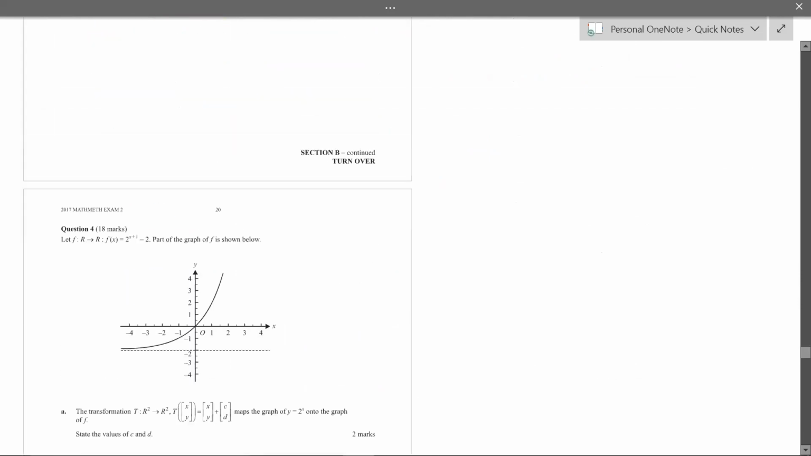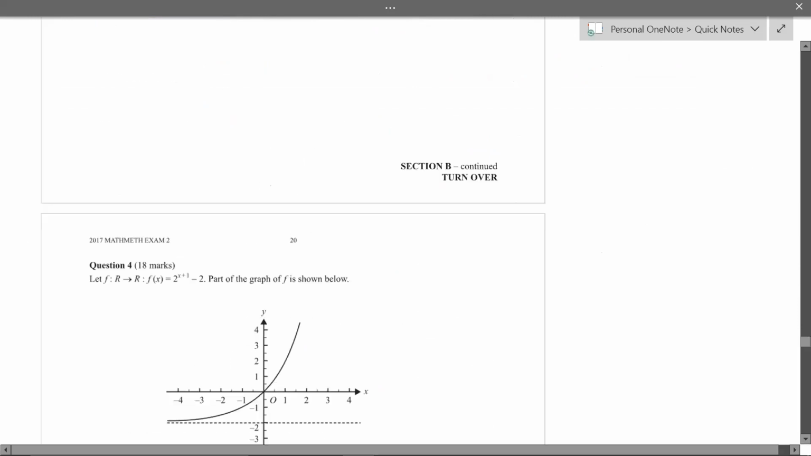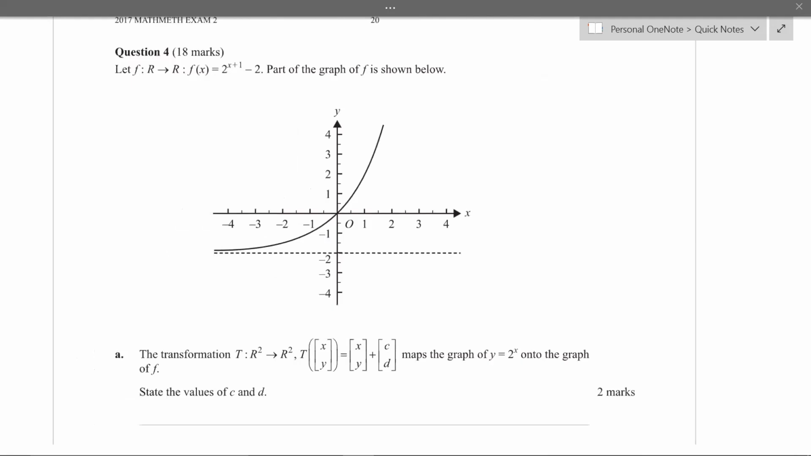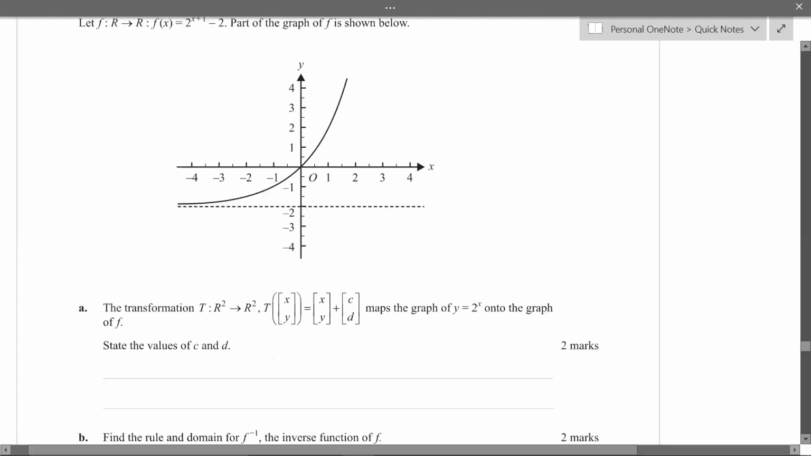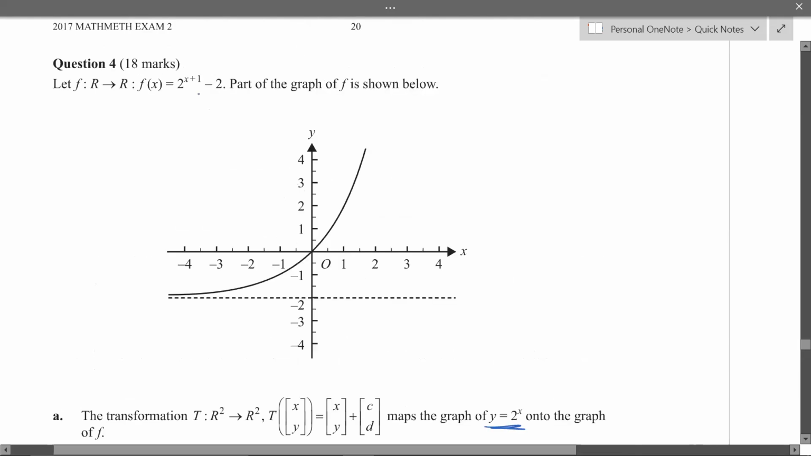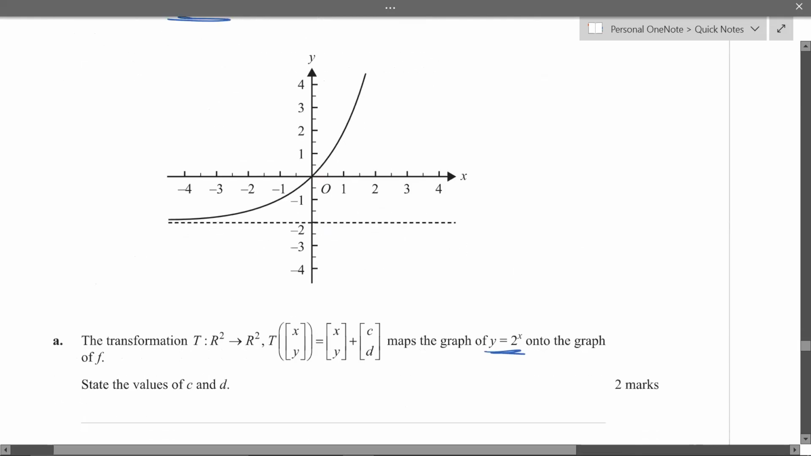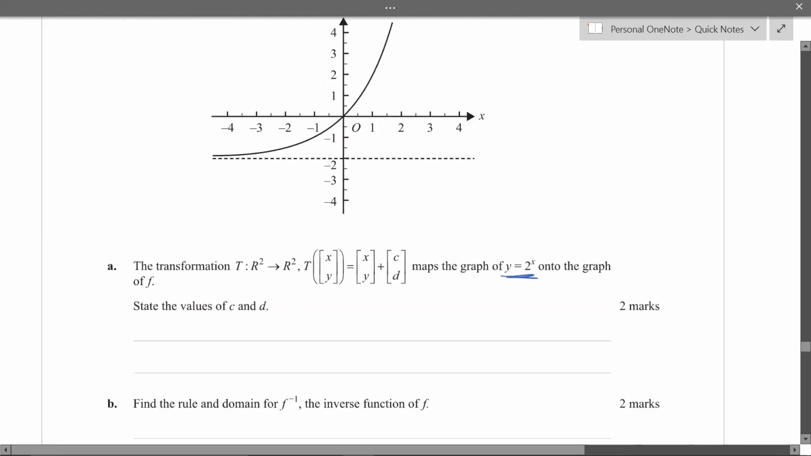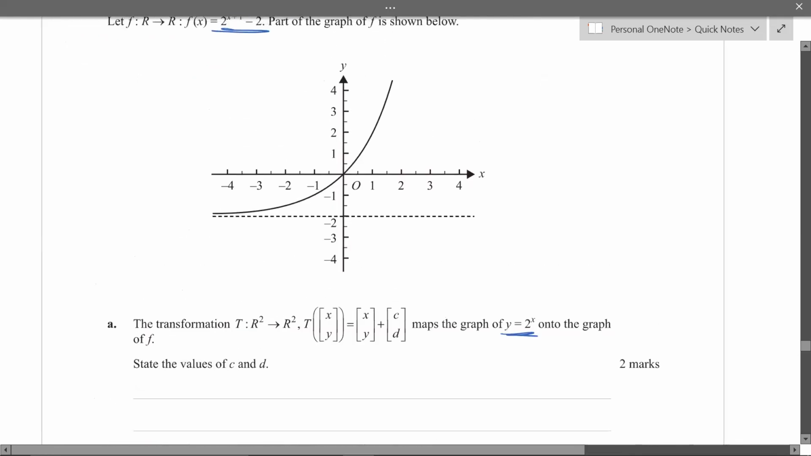Question 4 started out pretty good and then it ended really badly. But this is a functions type question. So the first part is just saying there's a matrix and it goes from 2^x to f(x). So f(x) is this function. You just approach this question normally. You don't even have to write any working out for this question.